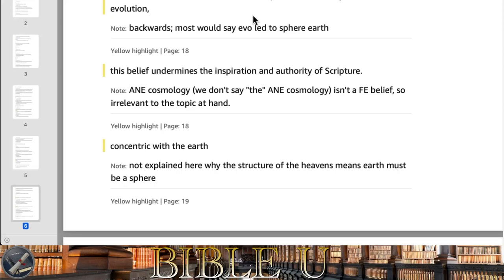But again, this is backwards, the statement. I don't care who says it or how many say it, but it's evolution that is the basis of modern heliocentrism.